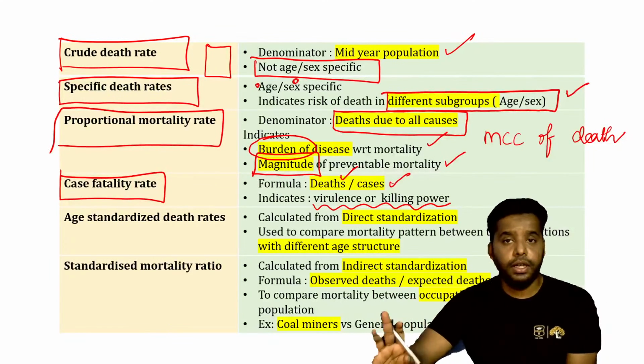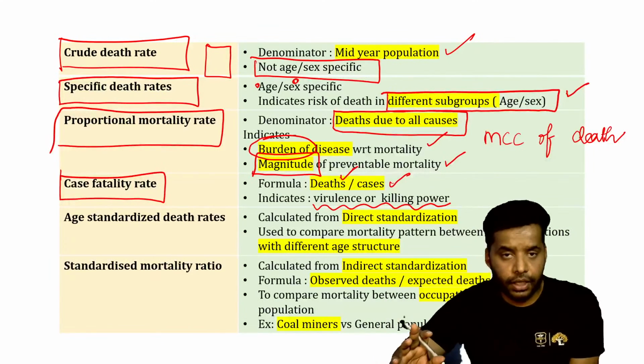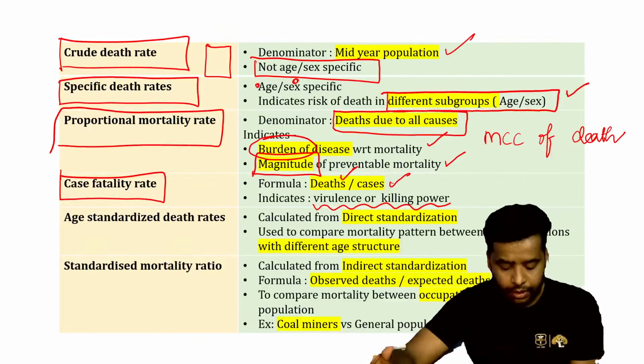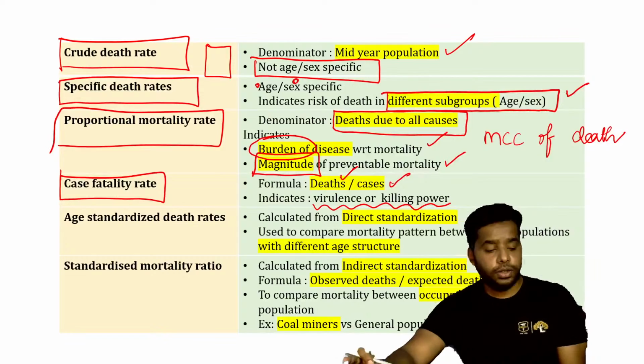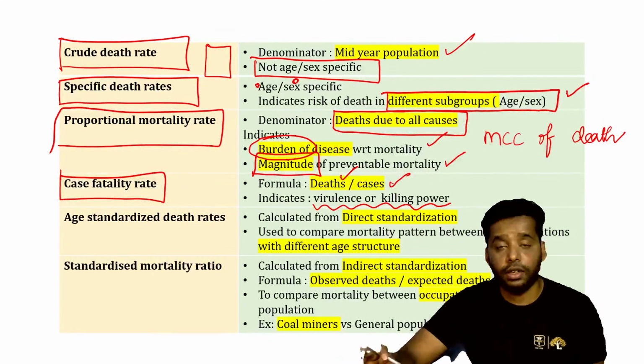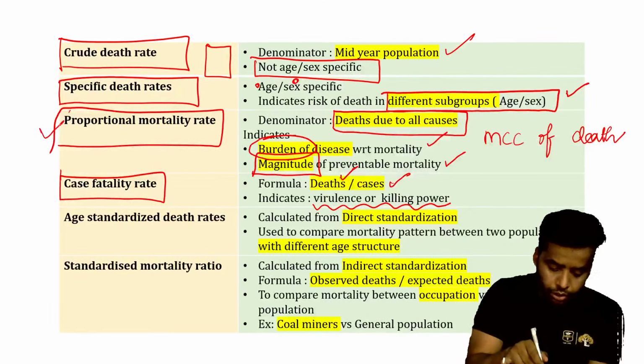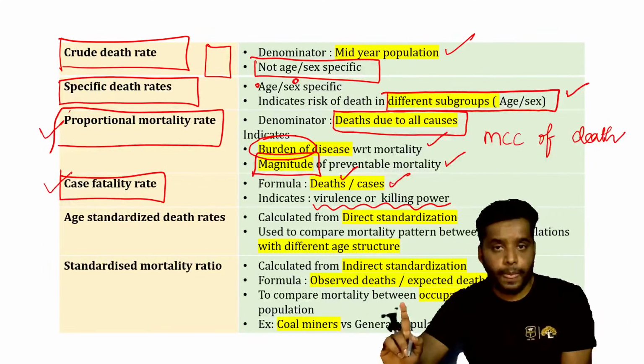So this will indicate virulence or killing power of a disease, not burden. What is the burden indicator for mortality? If I'm asking which is the mortality indicator for burden, proportional mortality rate. But what is the indicator to suggest killing power of a disease or virulence? If I'm asking, case fatality rate. So don't make a mistake in these two things.